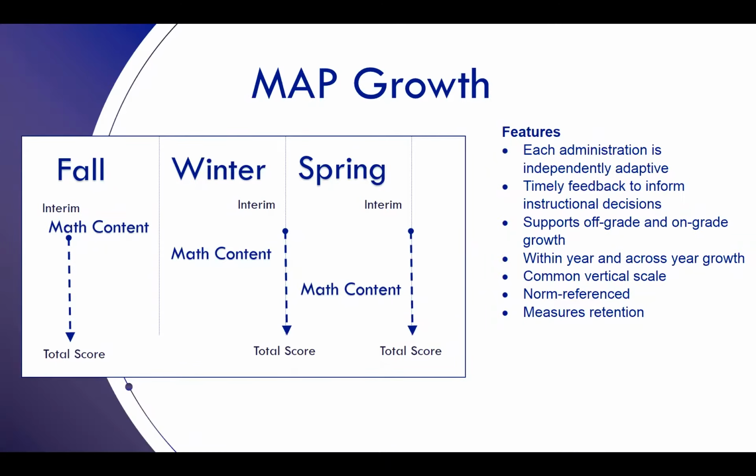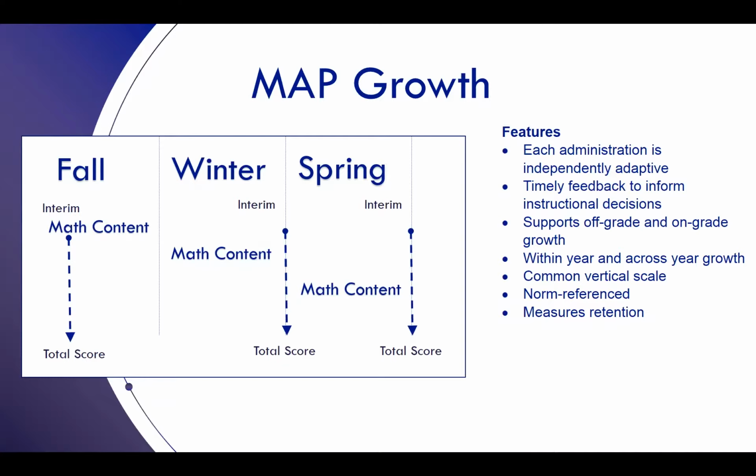So some of the features of this: each administration is independently adaptive. There's timely feedback during the year to inform instructional decisions. It supports off-grade and on-grade growth. So if a student is below or above grade level, we can still see the growth within year and across year growth. So we can look from year to year, from winter to winter, from fall to fall, from spring to spring. But we also can look within year, right? So for fall to spring, how much growth occurred.